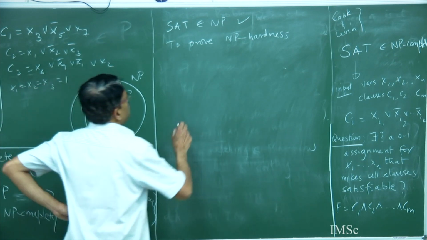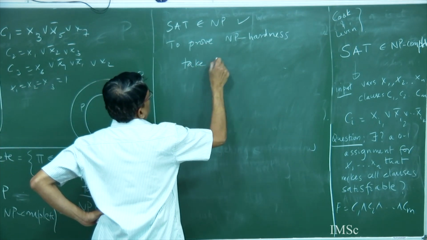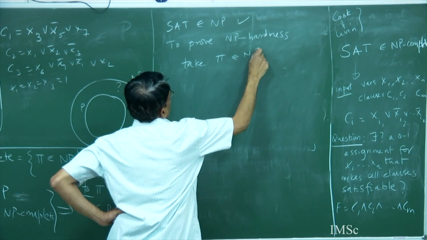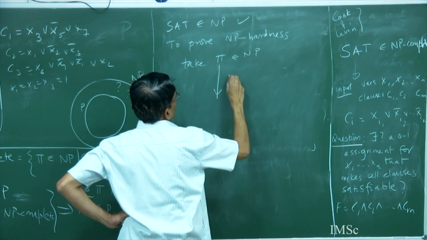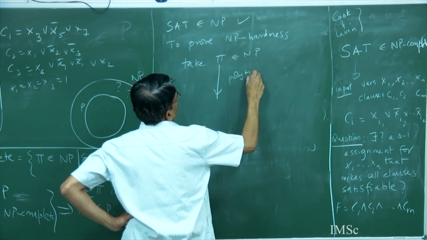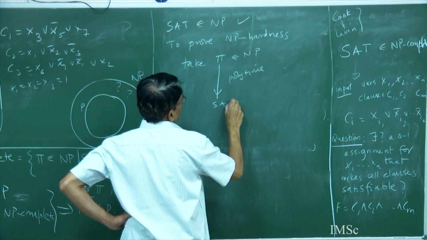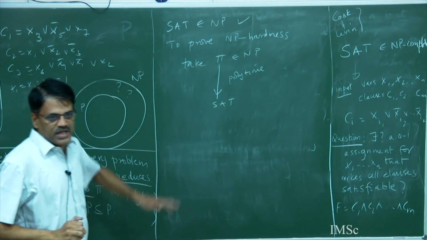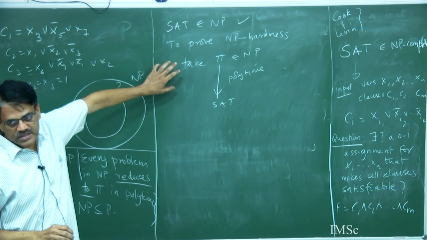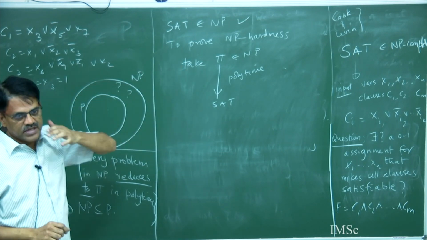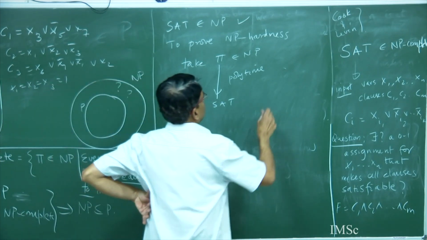So, what do they do? Pick some pi in NP, and what is my goal? I want to reduce it in poly time to SAT, such that that instance is a yes instance if and only if the SAT instance is a yes instance. So, you take some instance here.